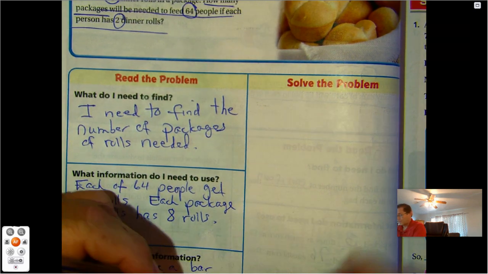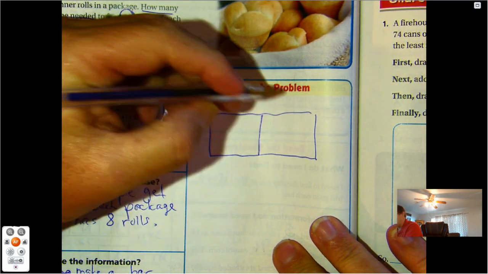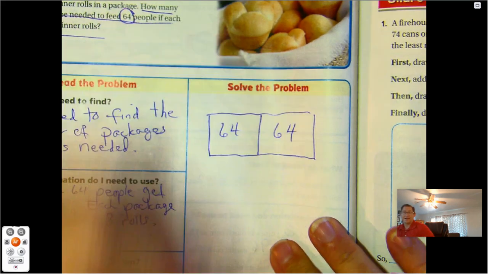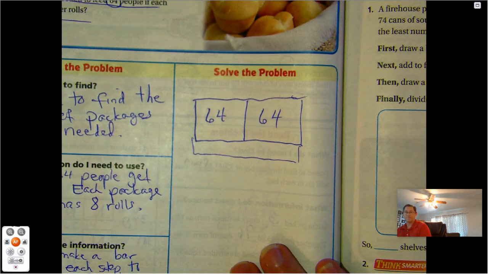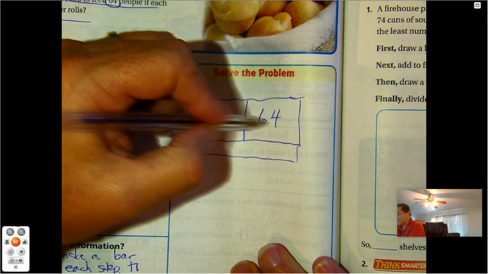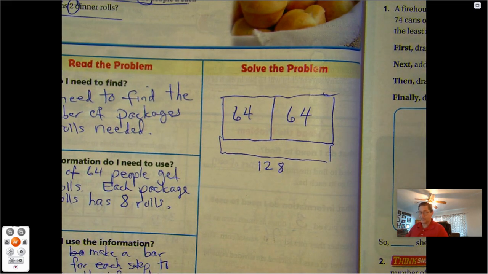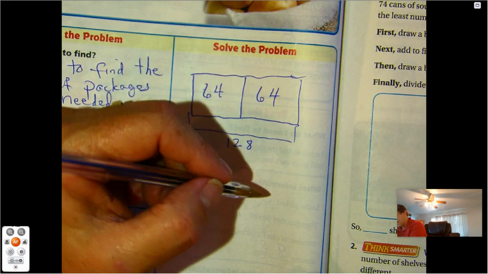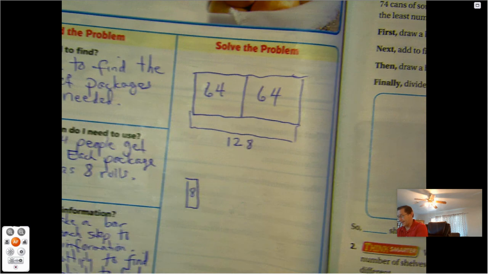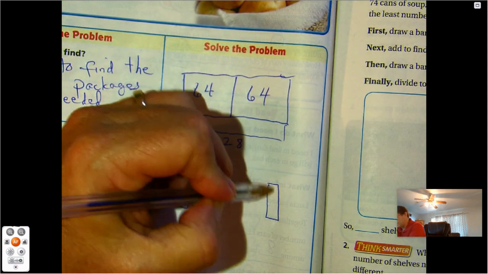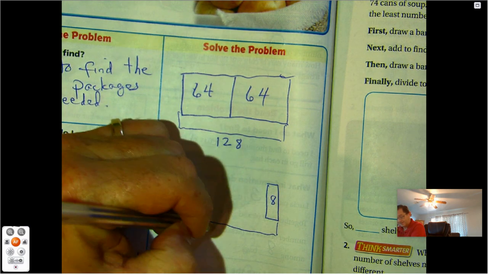All right, so let's start off with the basic part of the bar model. And we need to know basically how many rolls I need. So if I add those together, this tells me to add, put them together. 4 and 4 is 8, and 6 tens and 6 tens is 12 tens. So we need 128 rolls. Now, we know that each of the packages come in groups of 8. And that combined, they have to equal 128.